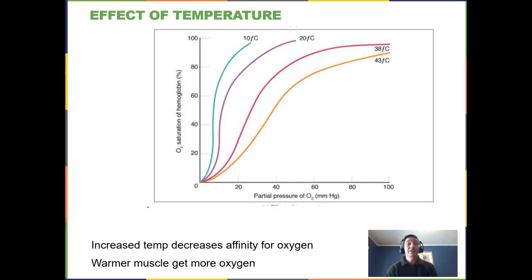So what you need to know is that as temperature increases, the affinity of hemoglobin for oxygen is going to decrease. So if blood flows through a warmer muscle, the affinity in the warmer muscle is lower, which means hemoglobin is going to let go of the oxygen, and your warmer muscles are going to get more oxygen than your colder muscles. So your quadriceps are going to be getting more oxygen than your biceps as you're riding your bike up that hill.